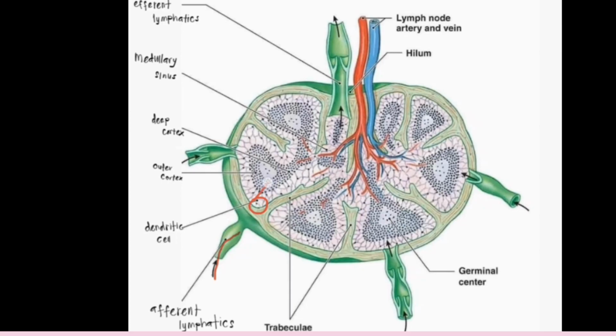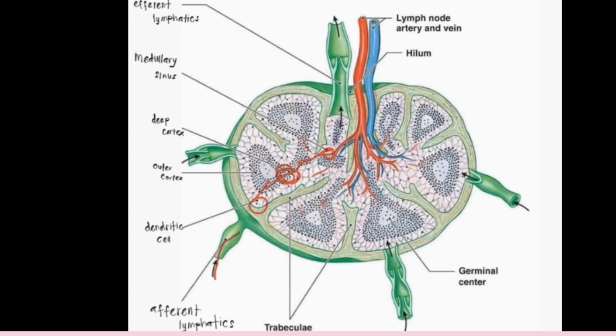Lymph next flows into the outer cortex, which contains B cells within germinal centers that resemble those of lymphoid nodules. Lymph then flows through lymph sinuses in the deep cortex, which is dominated by T cells. Lymph continues into the medullary sinus at the core of the lymph node. These regions contain B cells and plasma cells.